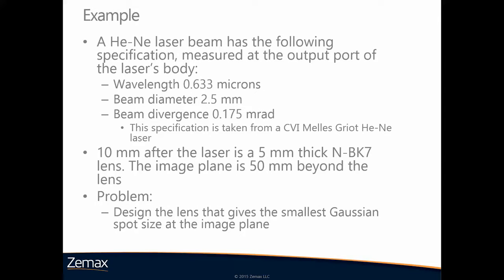So we're going to do an example here, and we're going to start off with a helium neon laser beam at the red HeNe line, beam diameter 2.5 millimeters, and a divergence of 0.175 milliradians. Then 10 millimeters after this laser, there's going to be a 5 millimeter thick NBK7 lens. The image plane is going to be 50 millimeters beyond that. Our problem is to design the lens that gives the smallest Gaussian spot size at the image plane.